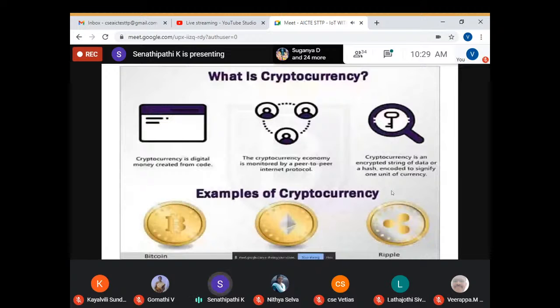There are over 2000 cryptocurrencies available. Presently, there are more than 2000 cryptocurrencies available, right? For example, Bitcoin, Ripple, right? So these are some of the examples of cryptocurrencies.